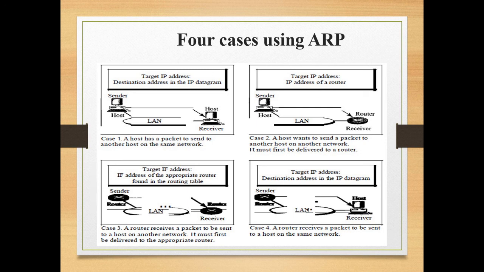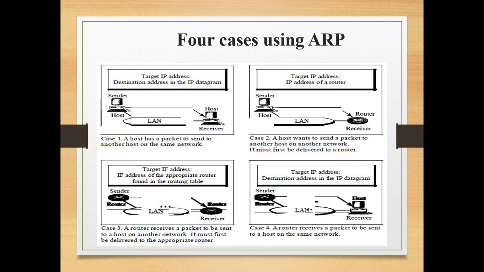The IP address of the router becomes the logical address that must be mapped to a physical address. The third scenario is the sender is a router that has received a datagram destined for a host on another network. In this case, the router checks its routing table and finds the IP address of the next router. The IP address of the next router becomes the logical address that must be mapped to a physical address.